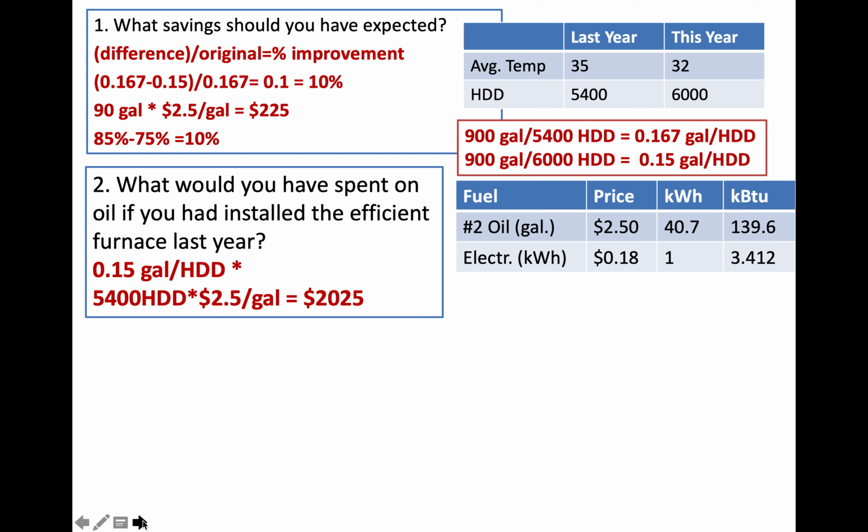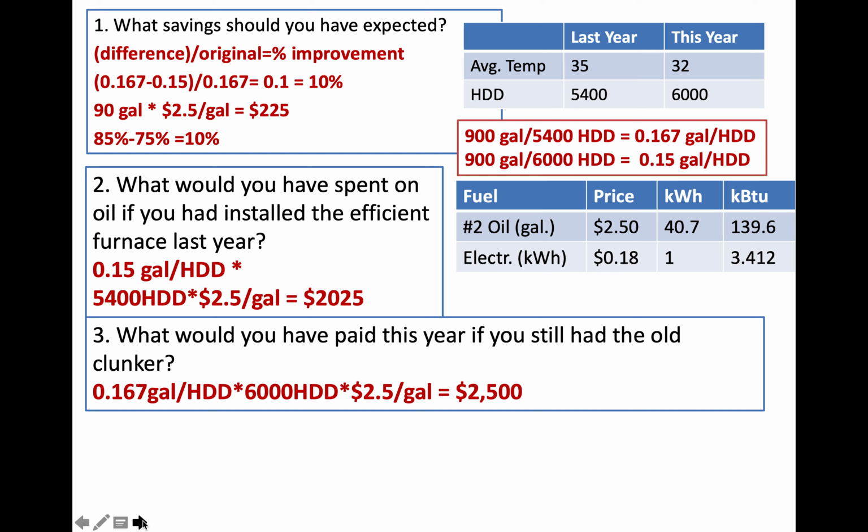So what would we have spent on the oil if we had installed an efficient furnace last year? So this is where we're now taking those units of, in this case, gallons per heating degree day, and we're normalizing them by heating degree days. So we can take our 0.15 gallons per heating degree day that we got in our second year with our new appliance, and we can multiply it by the old heating degree days from the previous year, and then multiply that by our dollars per gallon. And what we should have spent in the previous year would have been $2,025.